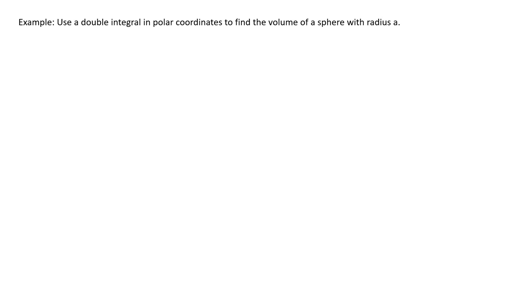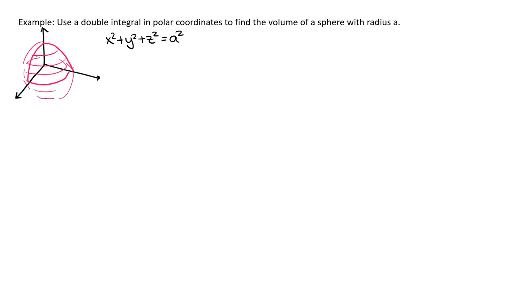Let's see if we can use a double integral in polar coordinates to find the volume of a sphere with radius a. Okay, so the sphere that we're thinking about, I'll just center it at the origin. If it has a radius of a, it would have the equation x squared plus y squared plus z squared equals a squared. So that is a sphere with a radius of a.